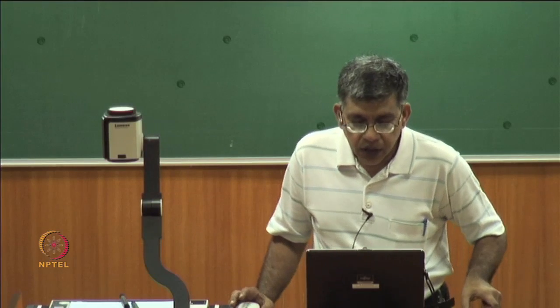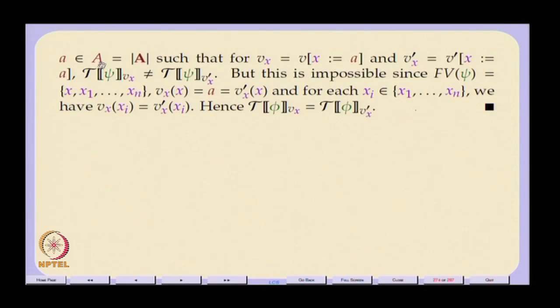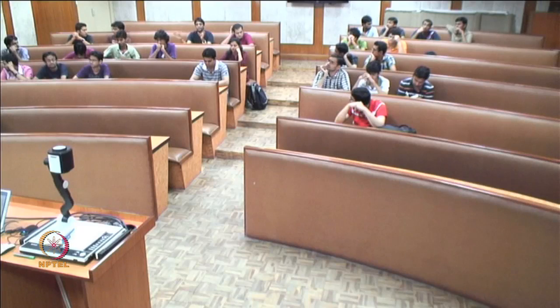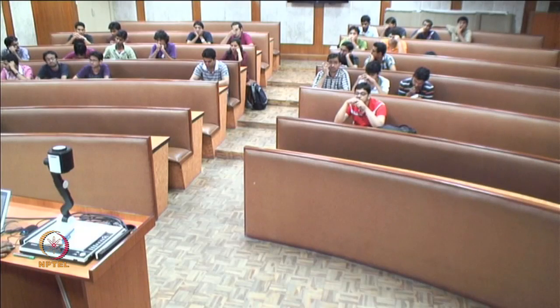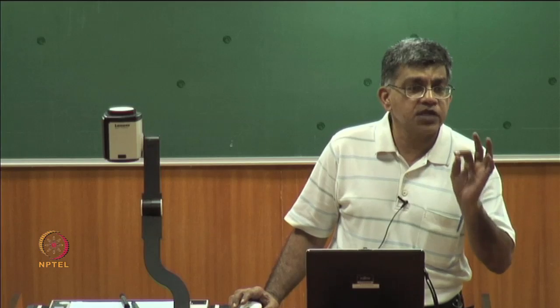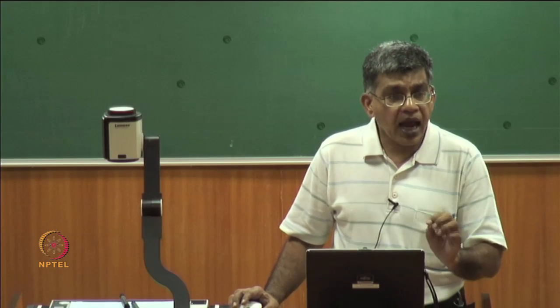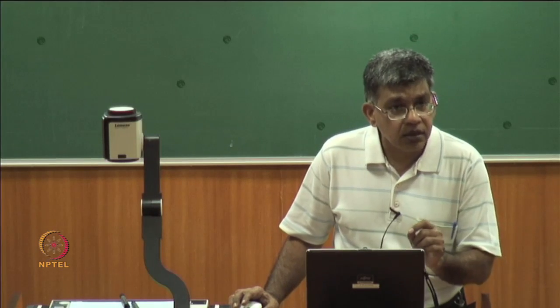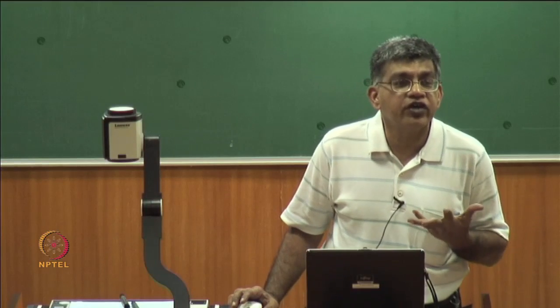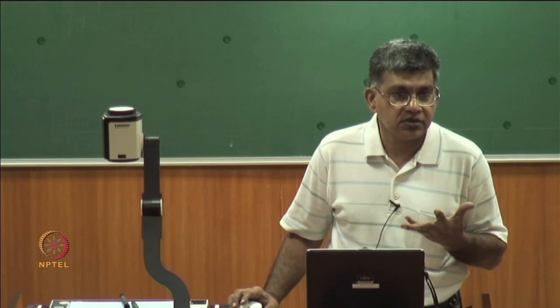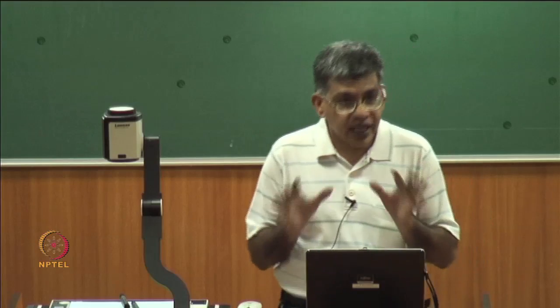Okay. So there is a distinguishing element. But Vx and V prime x are both x variants of two different valuations. They are x variants of two different valuations, but the two different valuations coincide on the variables x1 to xn, and x1 to xn comma x are the only free variables of the formula phi. That is the point, that is the coincidence.